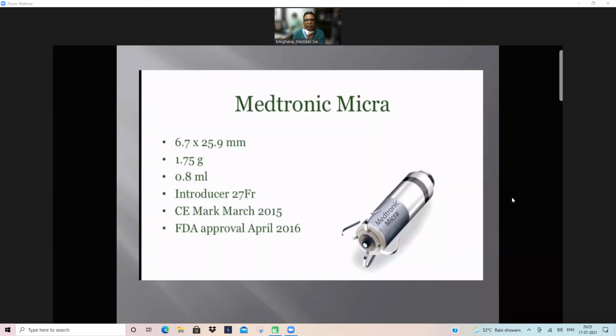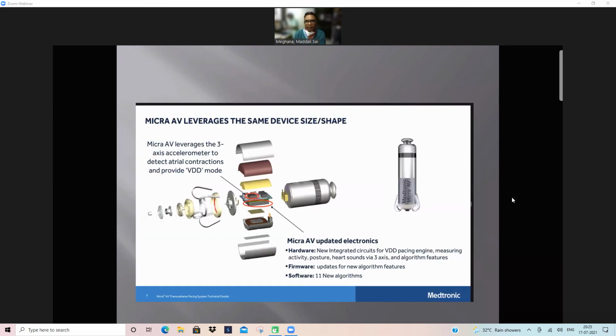So this is my Medtronic Micra, very cute, very small, very elegant. And this has already been highlighted. This is one of the wonders of medical devices which I have come across in my lifetime. And we were eagerly waiting for this Micra to come to India. And now we are happy that we got Micra AV2.